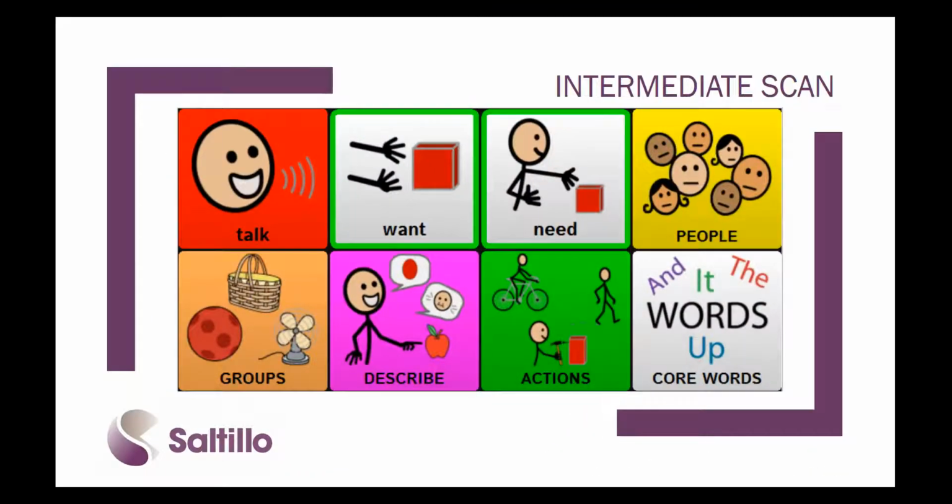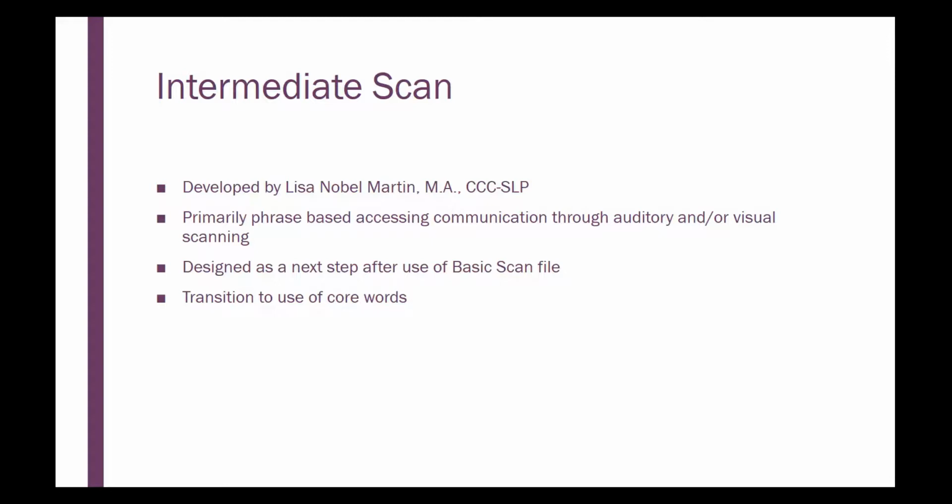The intermediate scan file is an add-on to the basic scan file with version 2.9 software. Lisa Noble Martin, an SLP based in Colorado, developed both the basic scan and intermediate scan vocabulary options. The intermediate file is primarily phrase-based and providing access through auditory and/or visual scanning. It was designed as a next step after using the basic scan file. It also opens opportunities to transition to more core word use.